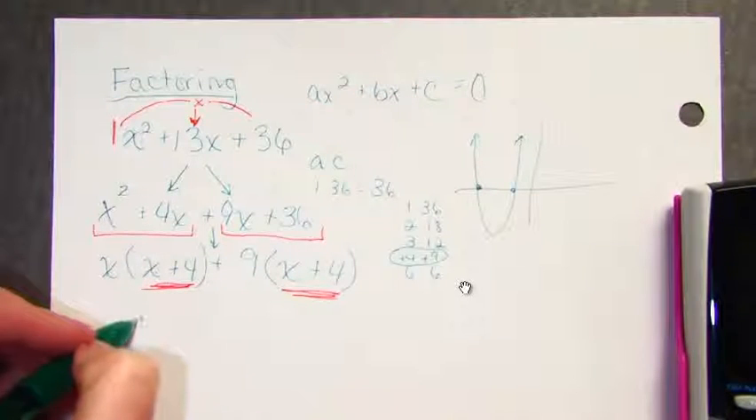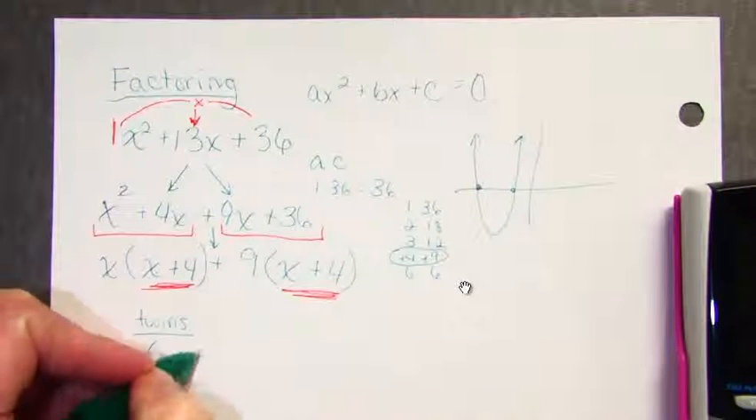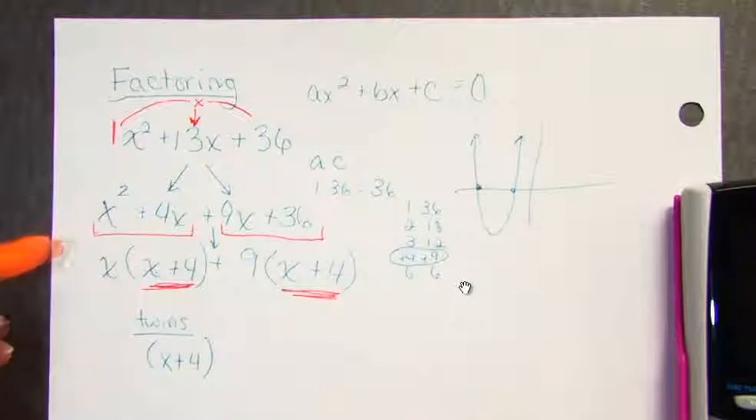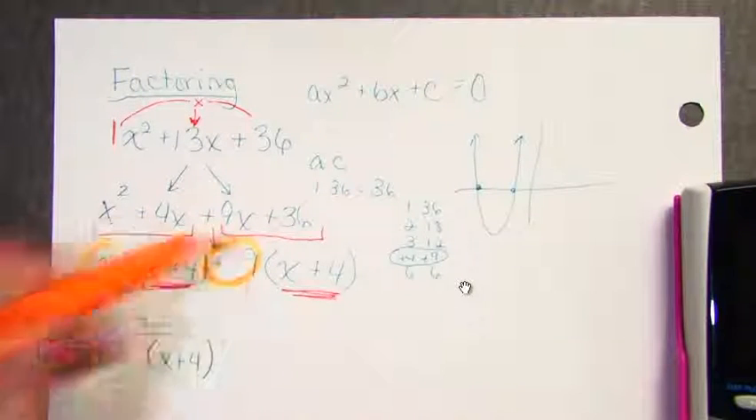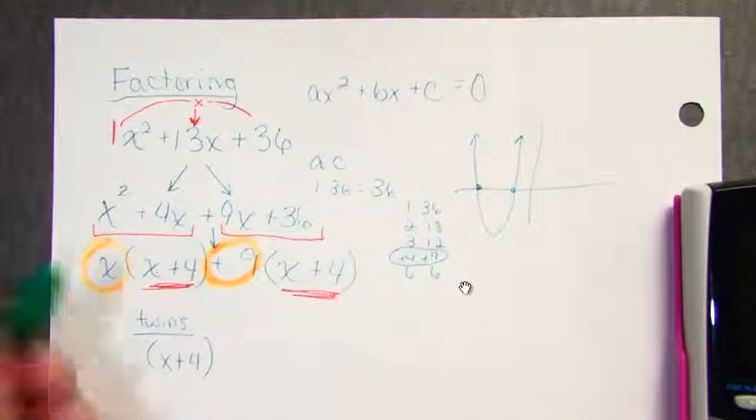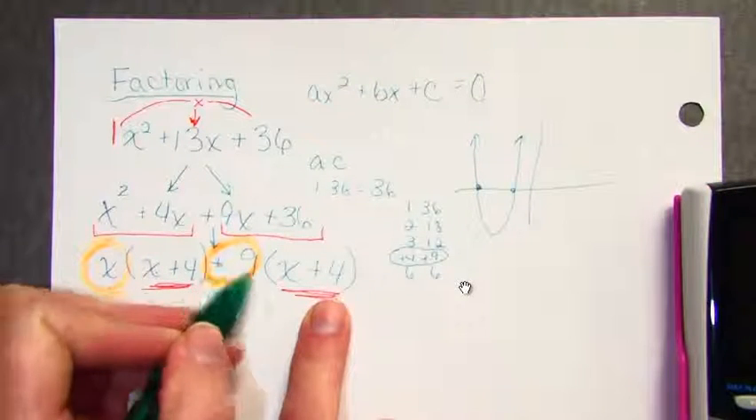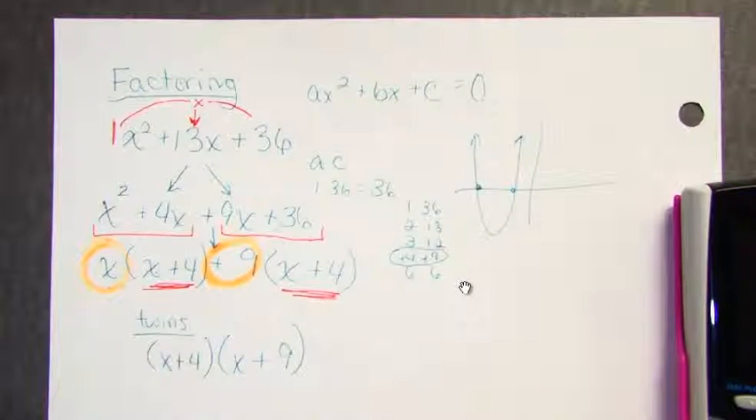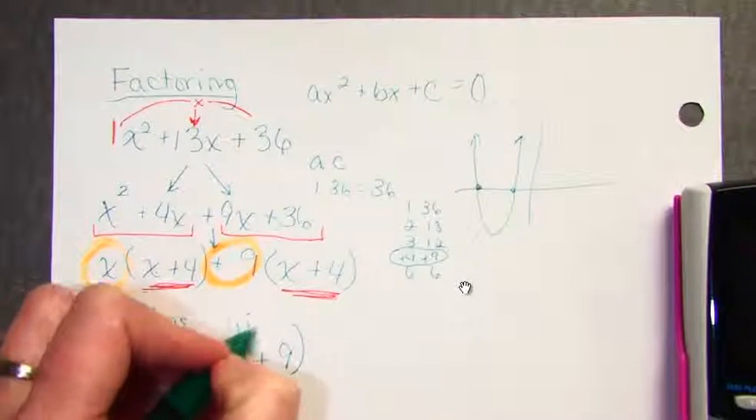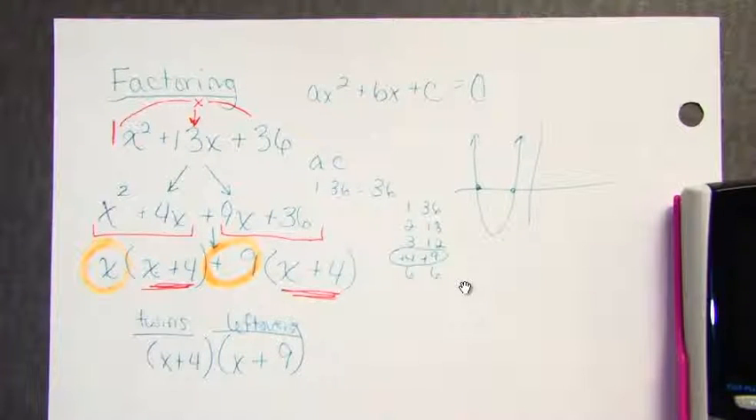So down below I'm going to write the thing that is in common, the twins part, x plus 4. And then I'm going to write what I call the leftovers part, the thing that hasn't been used yet. We have an x plus 4, but we haven't used the x and the plus 9. That is our other factor. So we have twins and we have leftovers.